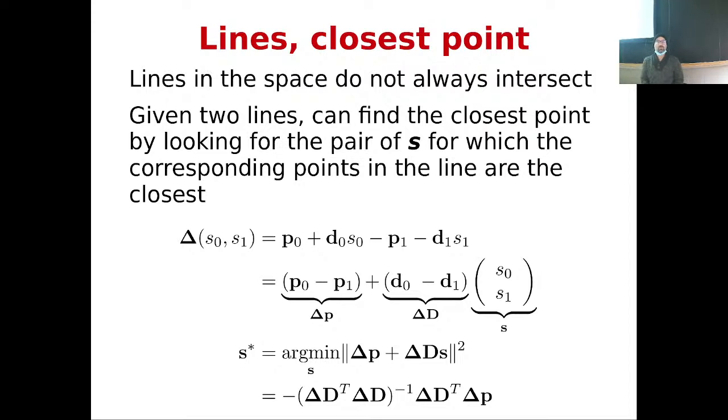I'm sorry, I still have a doubt about delta D. If D0 S0 is still a vector, because D0 is a vector and S0 is a scalar, and D1 S1 is the same, if I subtract a vector from a vector, I should still have a vector. Yes, you do have a vector at the end. But delta D is a matrix.